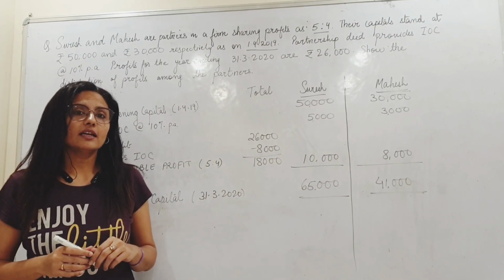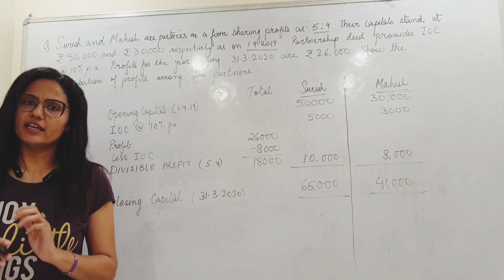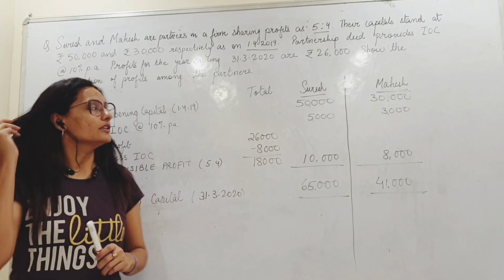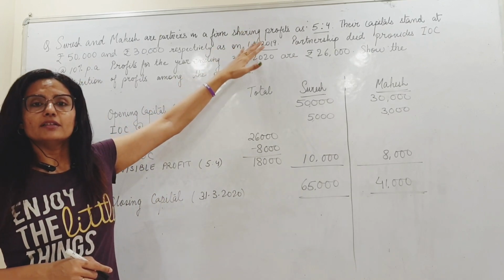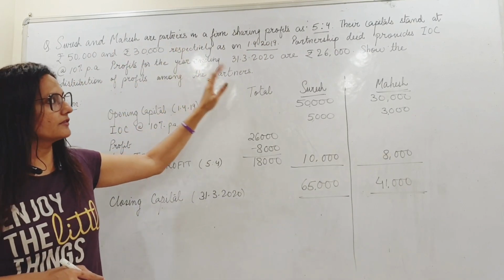Financial year शुरू कब होता है? 1st April. खत्म कब होता है? 31st March. Every year all business houses are following this same financial year. So यहाँ पर 1st April को कैपिटल दिया हुआ पार्टनर्स का 50,000 है 30,000.